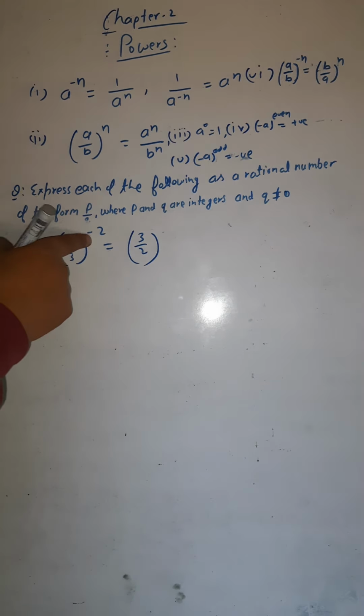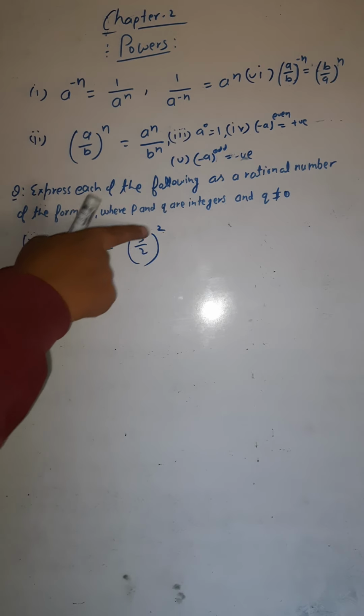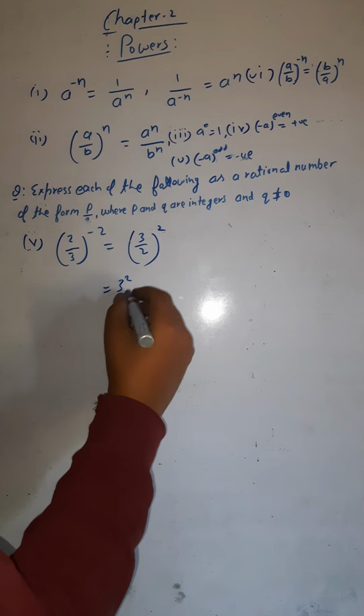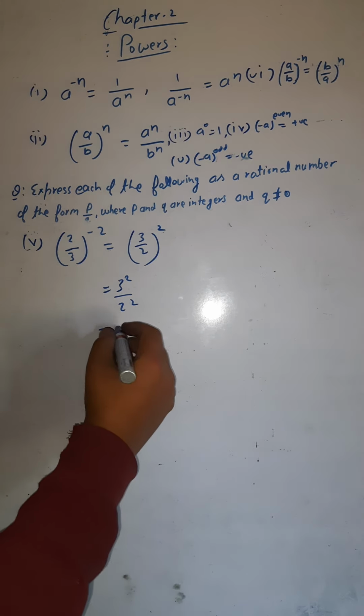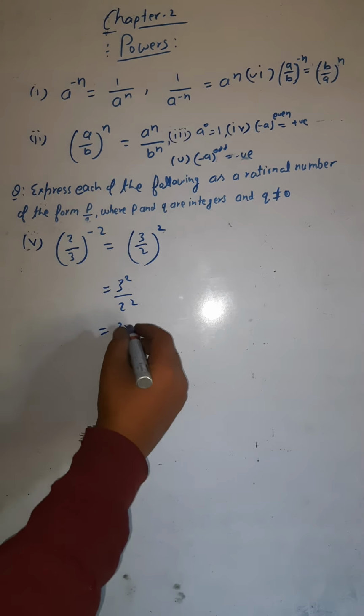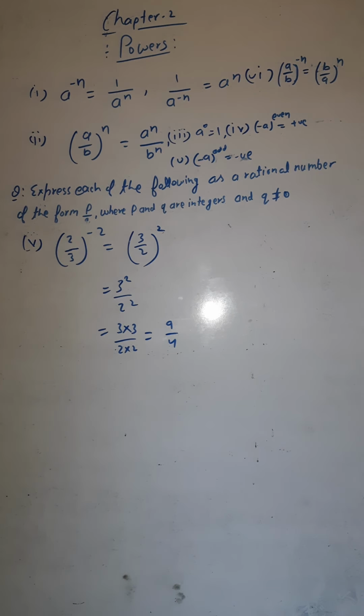Now we would be using this one formula: (a/b) raised to the power n becomes a raised to the power n divided by b raised to the power n. Similarly here also, 3 raised to the power 2 divided by 2 raised to the power 2. 3 raised to the power 2 means you have to multiply 3 two times. Similarly 2 raised to the power 2 means you have to multiply 2 two times. So the answer would be 9 by 4. So this is how we have changed it into PYQ1 form. This was the first question, just note it down.